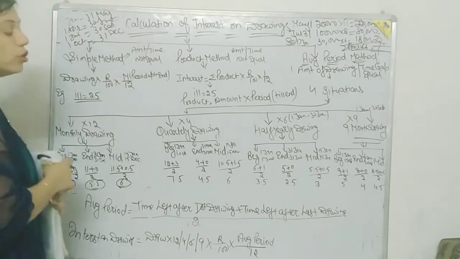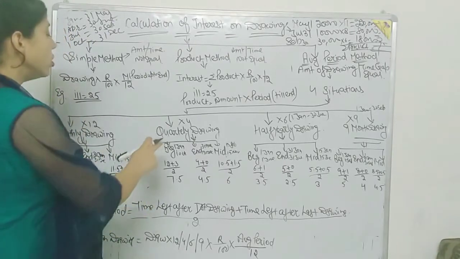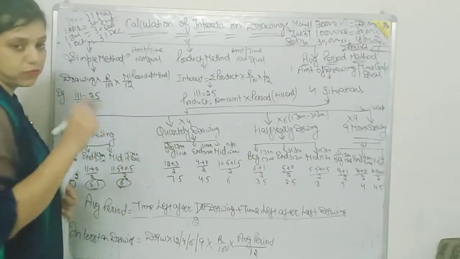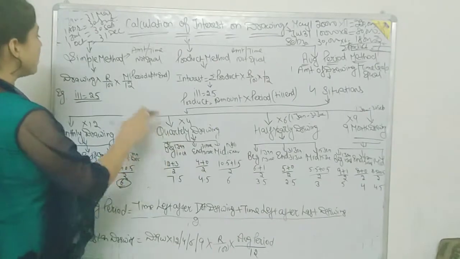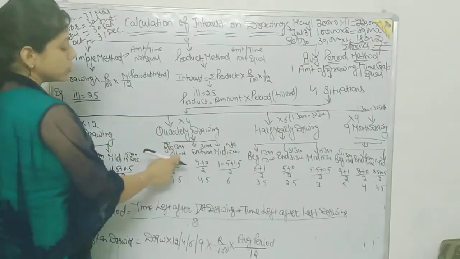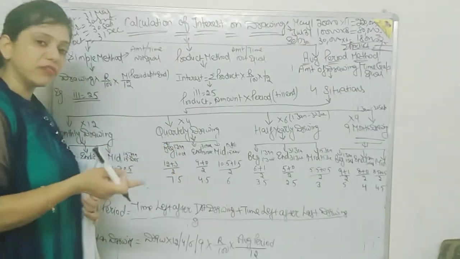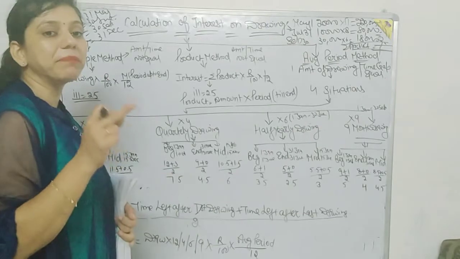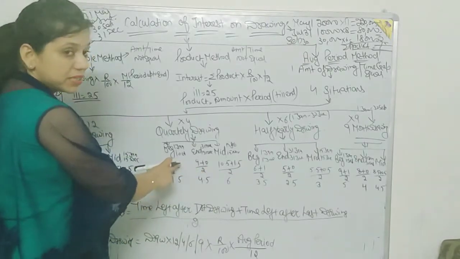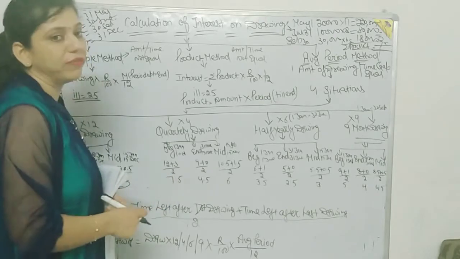So as I told you, drawing is made at the beginning of every quarter. The first drawing is on 1st January and the last quarter is 1st October. So the last drawing is on 1st October. Time left after 1st October: October, November, December means 3 months. So 12 plus 3 by 2, that means 7.5.